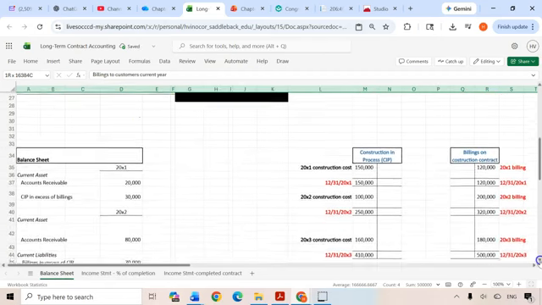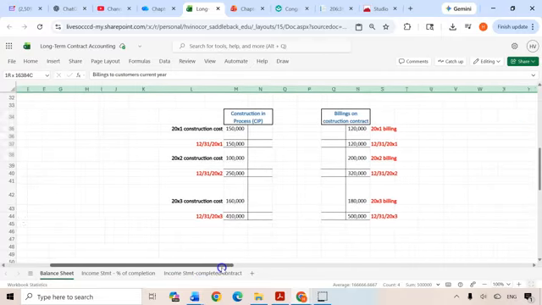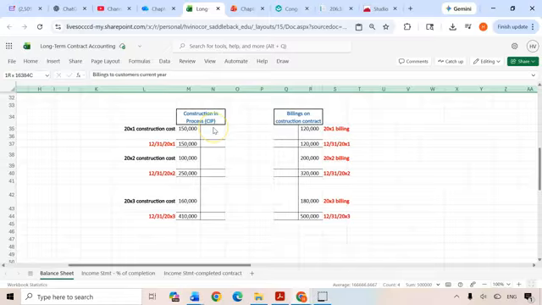So let me just scroll down right here. We're going to use these T accounts throughout these videos. We just did our first year, and we have our construction in process T account and our billings on construction contract T account. So far, for 20X1, we've incurred construction costs of $150,000 and had billings for $120,000. So as of right now, without recognizing any revenue, which will come in the second video for this series, our construction in process is $150,000 and the billings total is $120,000.